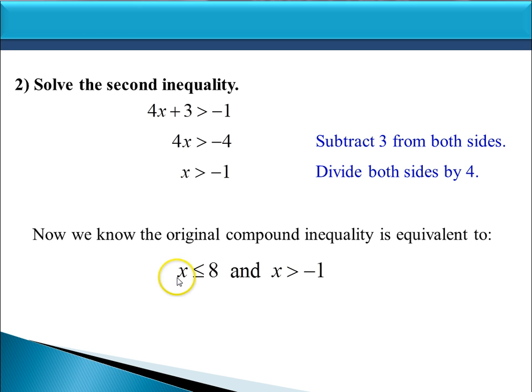The first one we ended up with x is less than or equal to 8, and the second one gave us x is greater than -1. So remember, we're looking for all x's that are less than or equal to 8 and at the same time greater than -1. So that would be the intersection. Just remember that "and" always denotes the intersection. So let's look at the graphs of these two.